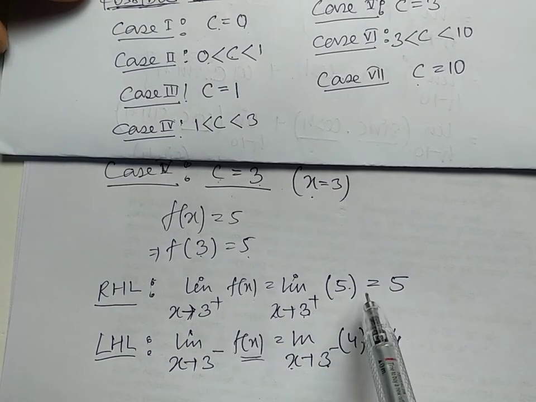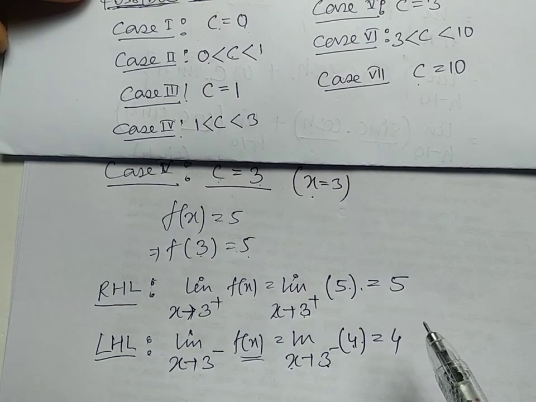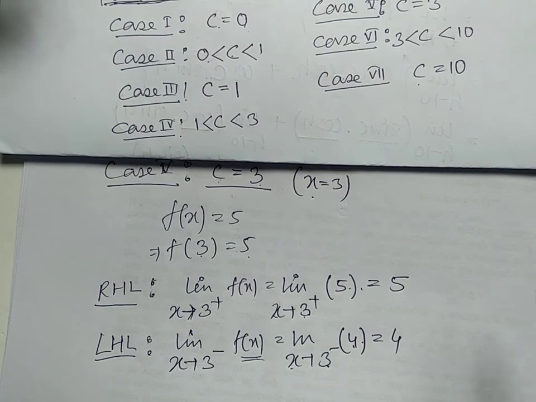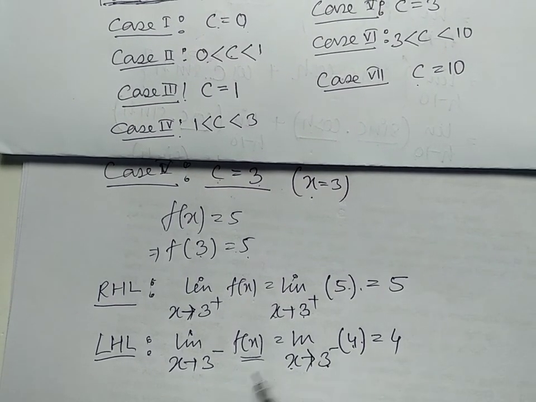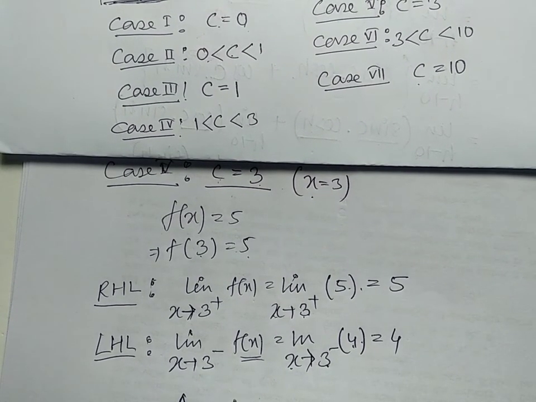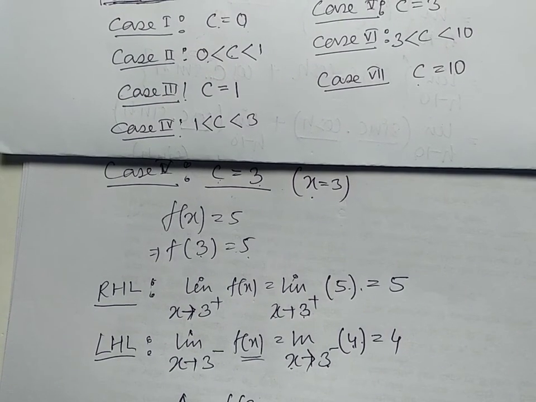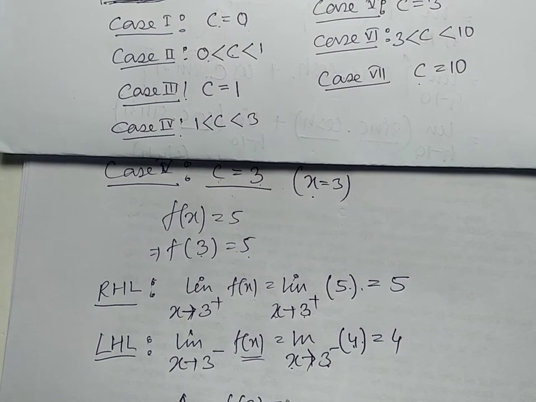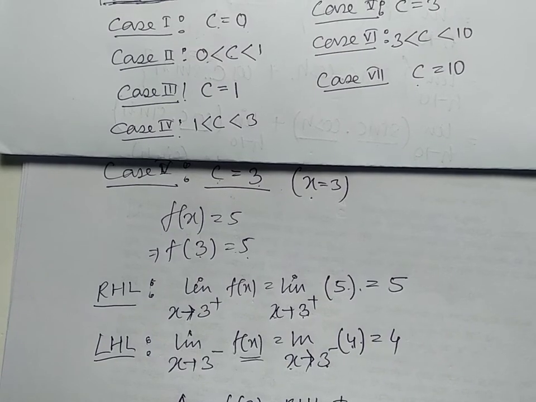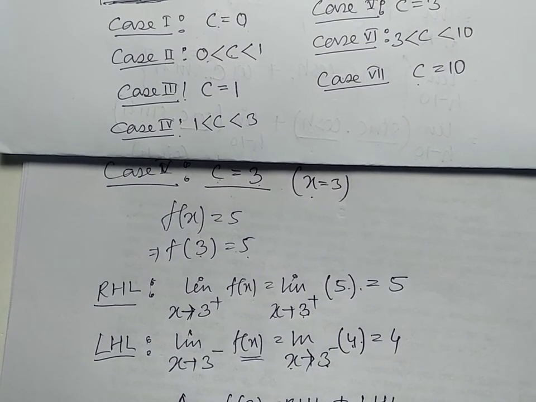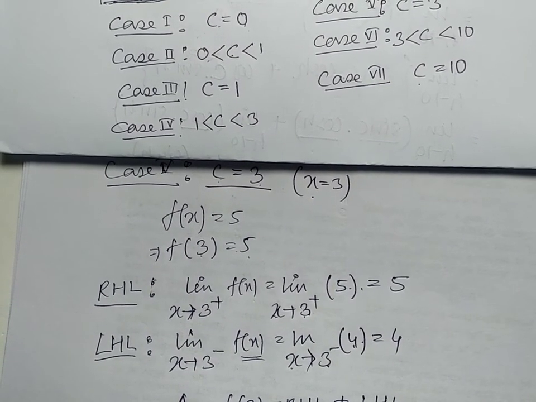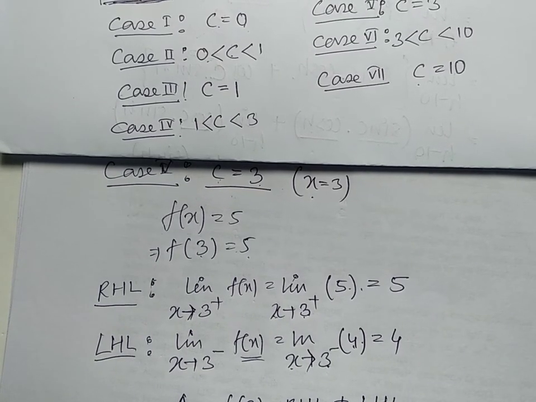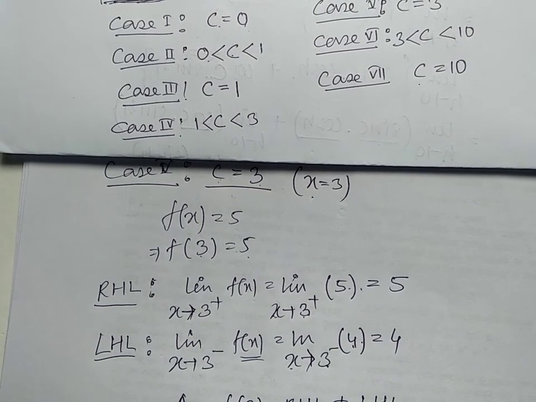Are they equal? Are the left and right hand limits equal or what? No, they are not equal. Therefore the function is not continuous. Directly we will write f of 3 is equal to what? Right hand limit is not equal to left hand limit. Therefore f is not continuous at c is equal to 3.